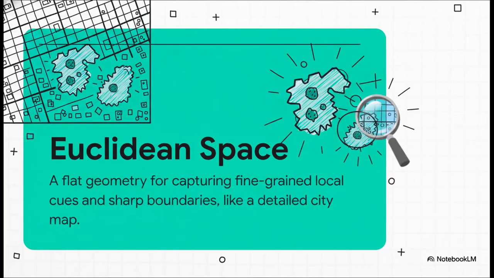Okay, so the first way is what's called Euclidean space. Don't worry about the name, it's just the normal, flat, grid-like world we're all used to. Think of a city map. Everything is laid out nice and neat. And this view is absolutely perfect for seeing local stuff. What pixel's right next to what other pixel. It's how you get those super sharp, fine-grained details.